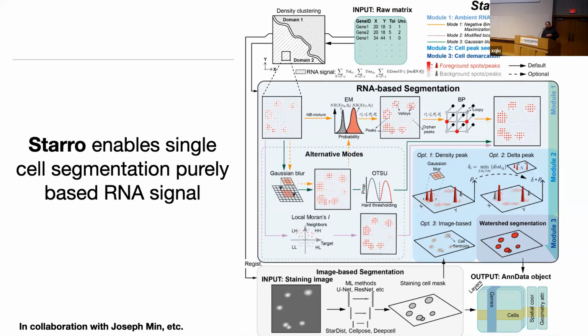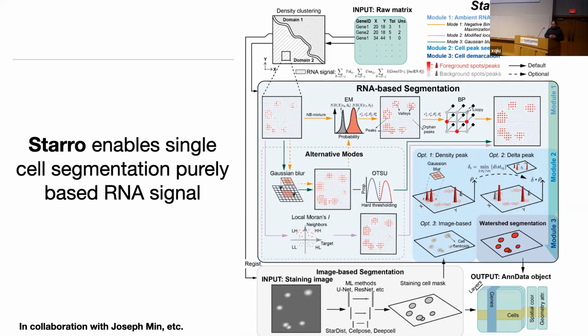And the first method we developed is the EM algorithm-based method, and the other two alternative methods include firstly doing a Gaussian blur to smooth the data, followed by Otsu thresholding to select the foreground signal, or we can use a local Moran's I based approach to identify the hotspots in the space to reveal the enriched RNA signal.